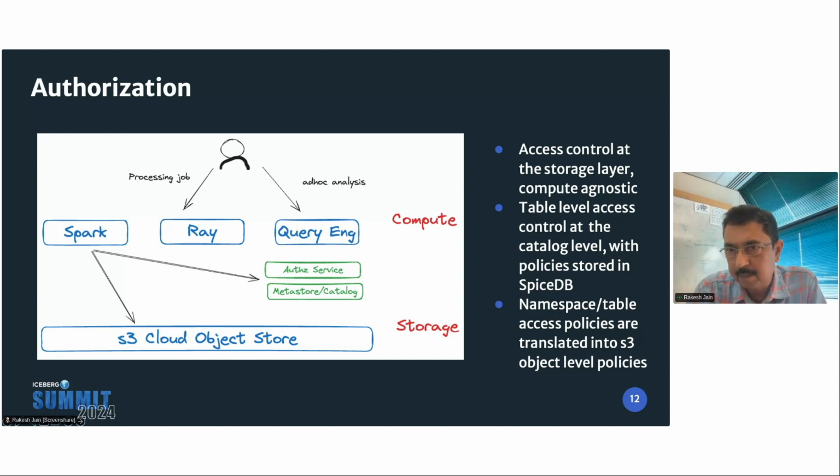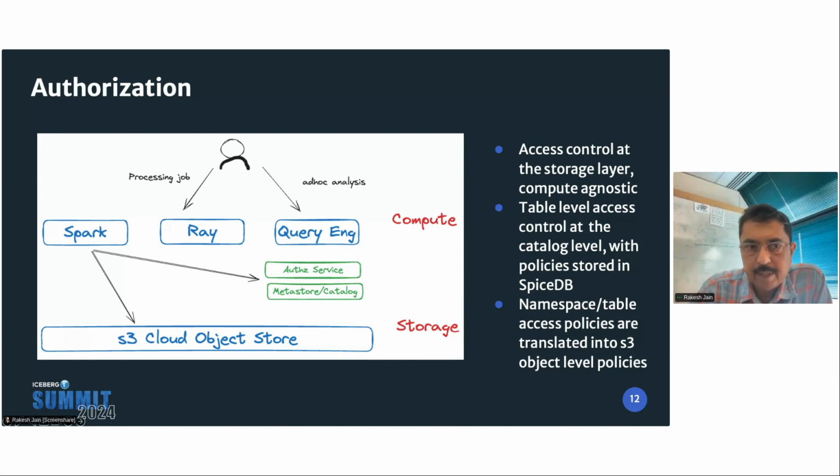As I mentioned, SpiceDB is basically an API-based service which allows you to define relation-based access control, a fine-grained access control for any resources. So it's basically a mapping between a user or a group and the resources. That relationship is stored in SpiceDB. And what we do internally is that we convert that into the corresponding access policy on the object store.